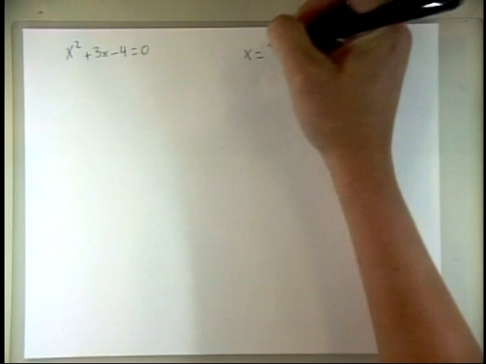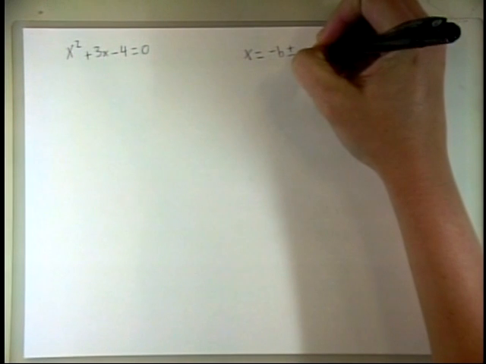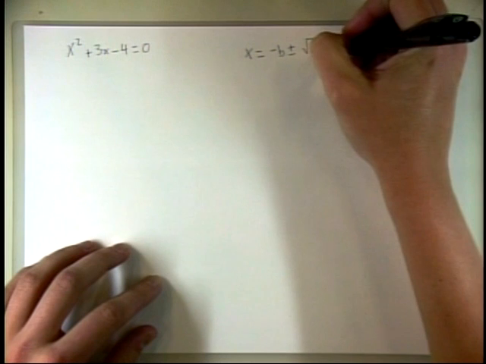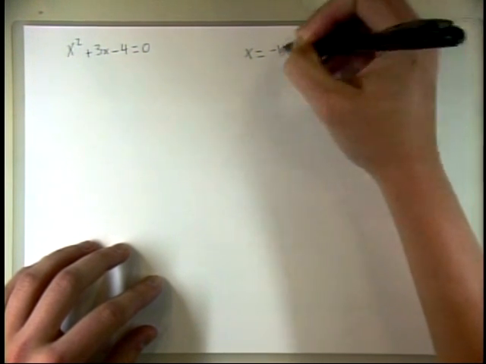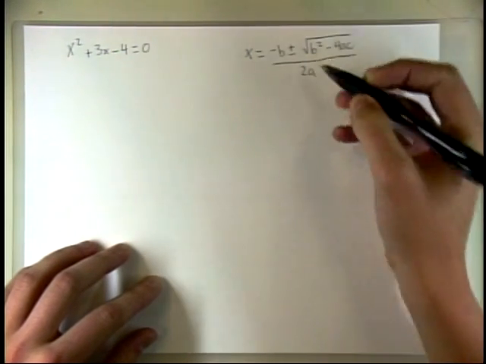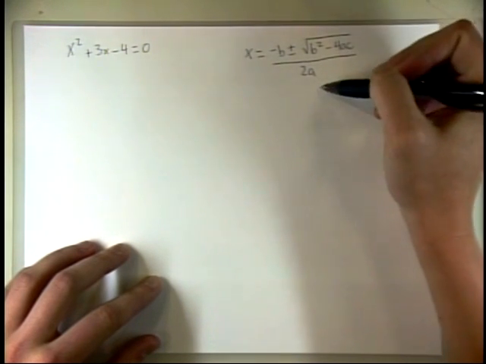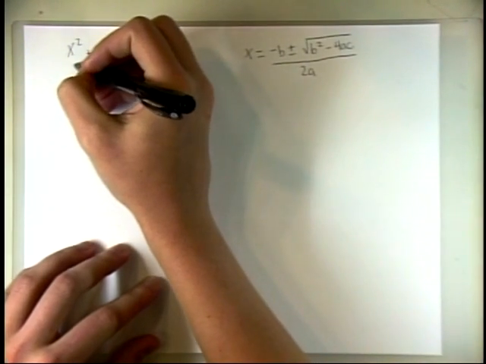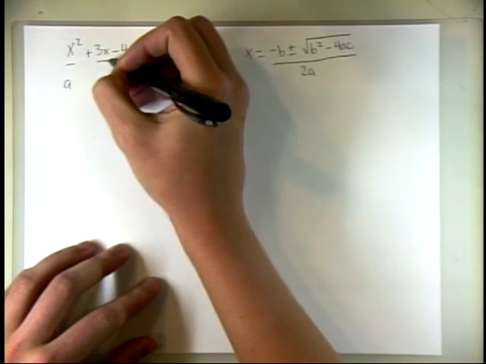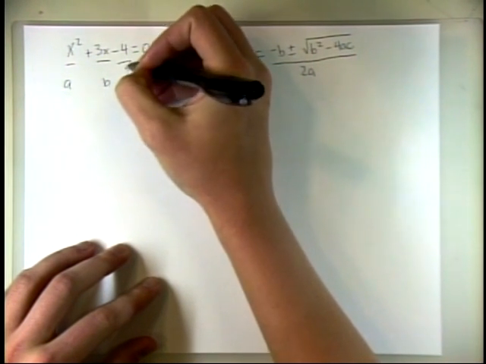This formula is x equals negative b plus or minus the square root of b squared minus 4ac over 2a. Now, if you notice, there are 3 variables that you have to fill in this formula. They come from over here. Your a comes from this first term, your b comes from the second, and your c comes from this third.